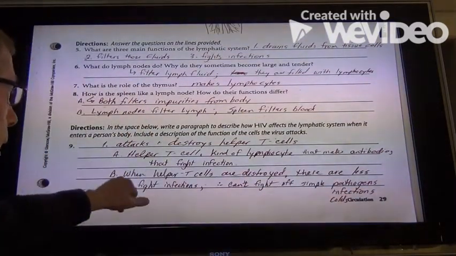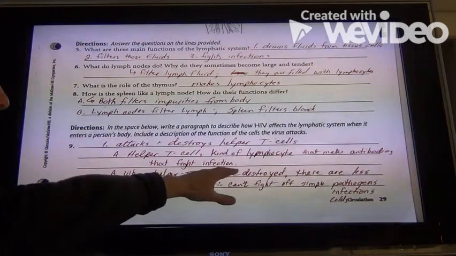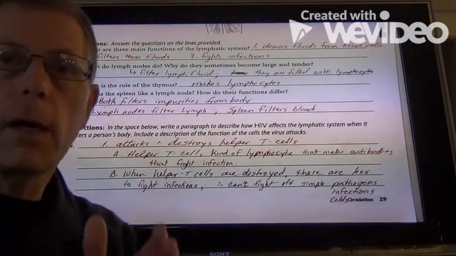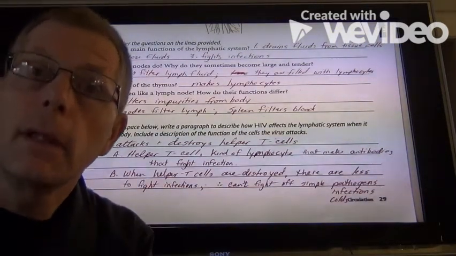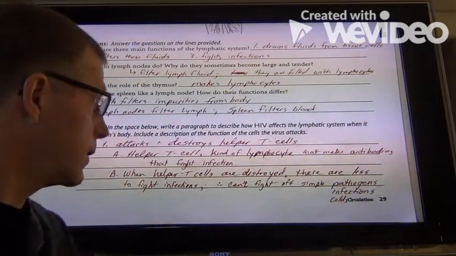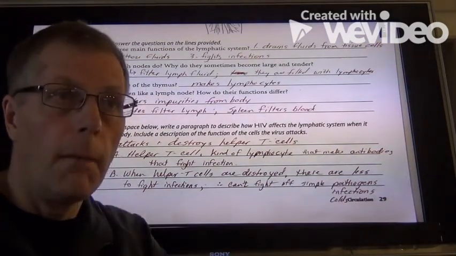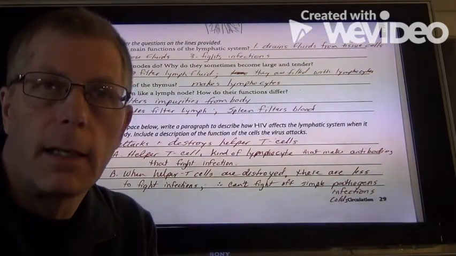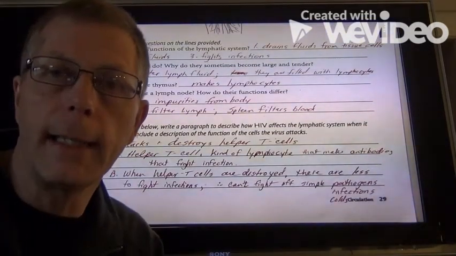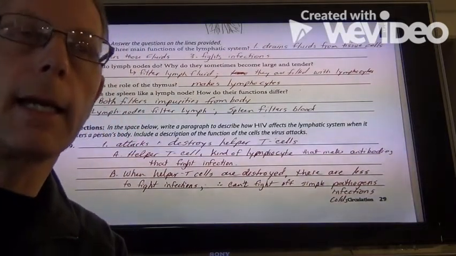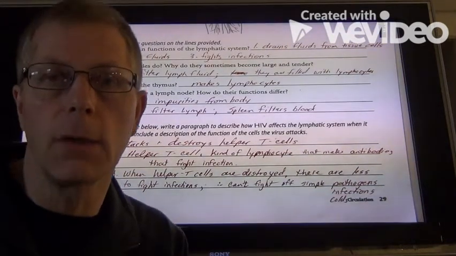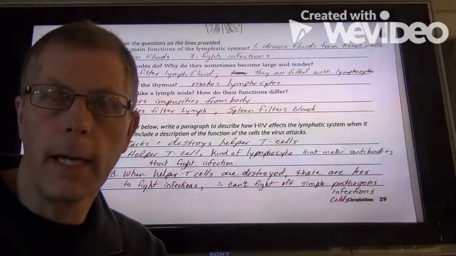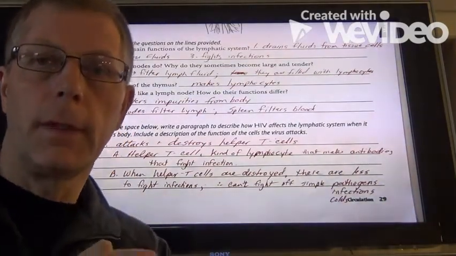All right? And then B, when the helper T cells are destroyed, there are fewer helper T cells, lymphocytes, to fight the infections. Therefore, pathogens and toxins get throughout your whole body, and you become quite sick, and you can develop the disease called AIDS. Okay?